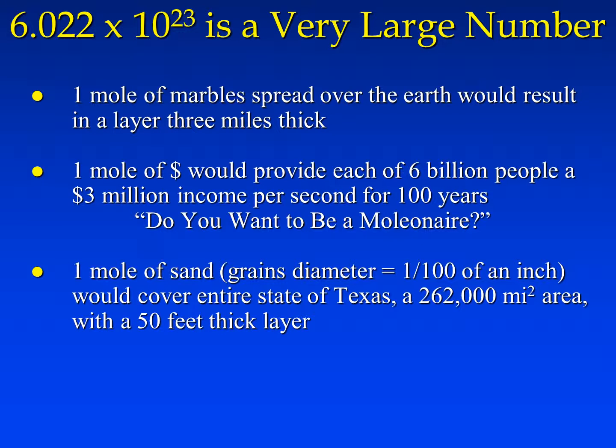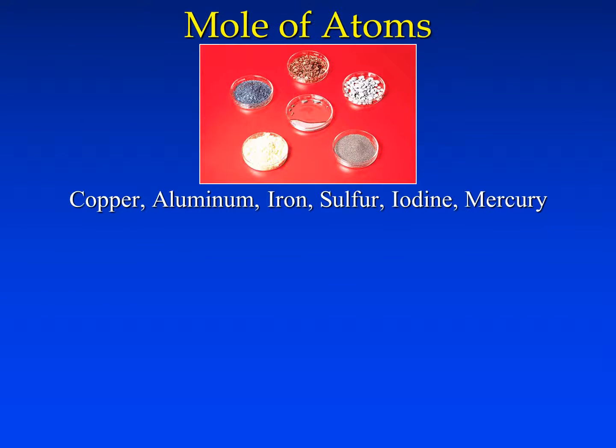Also, if you had a mole of sand, you would be able to cover the entire state of Texas with a 50 feet thick layer. Also, more importantly to us, if I have a mole of atoms, as you can see here in this picture, I have copper at the top, and going clockwise I have aluminum, iron, sulfur, iodine, and in the center I have mercury.